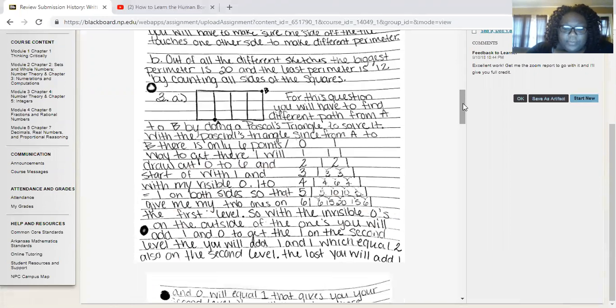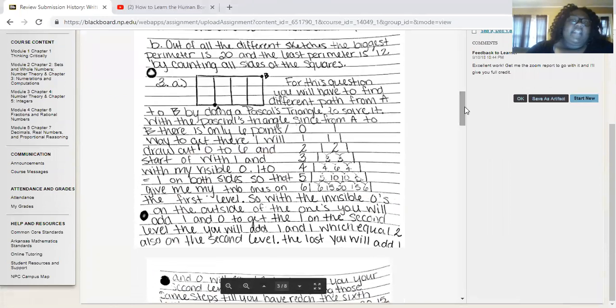So for our third one, for this question, you will have to find different paths from A to B. As you can see, I did write out a diagram here so that you can find different ways to get from A here and B right here, okay? So to figure out how many paths there are to get from A to B, you have to use a Pascal triangle.